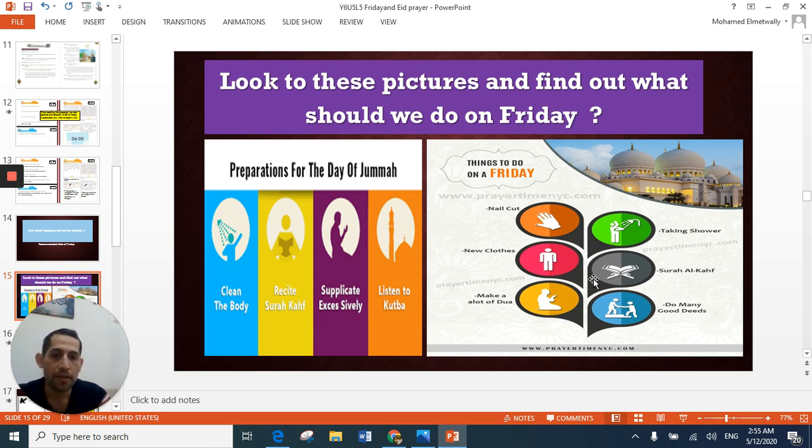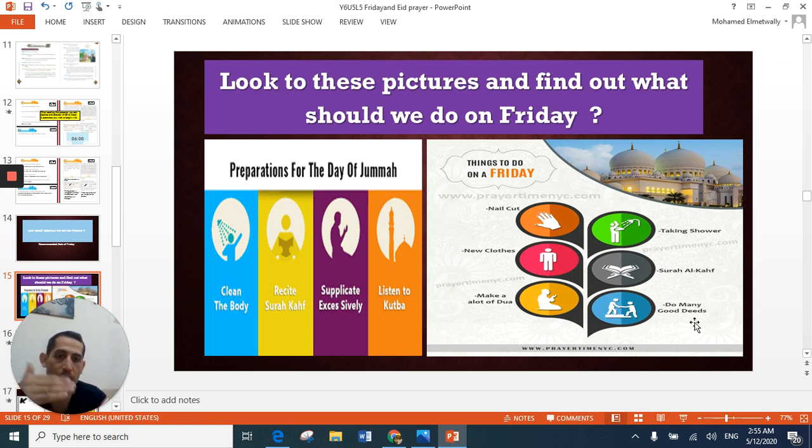Okay, about wearing new clothes, better if white, make a lot of dua, and do many good deeds on this day. These are the things we should observe during, and listen to the khutbah.